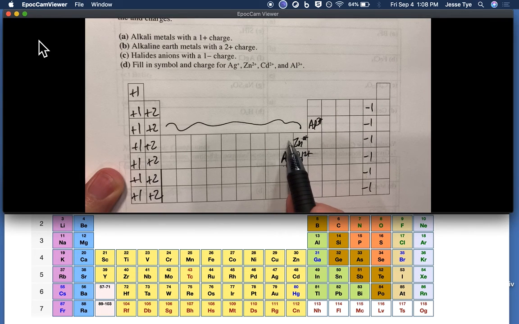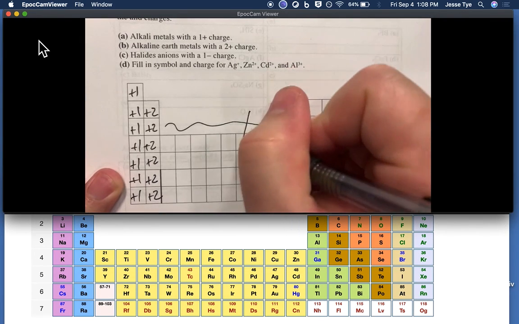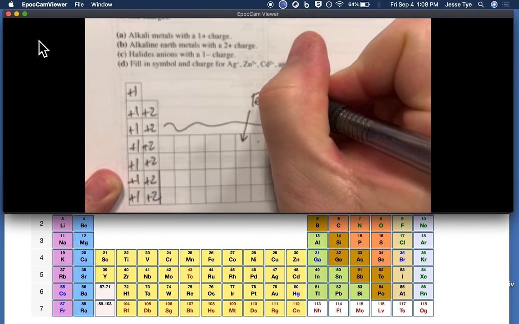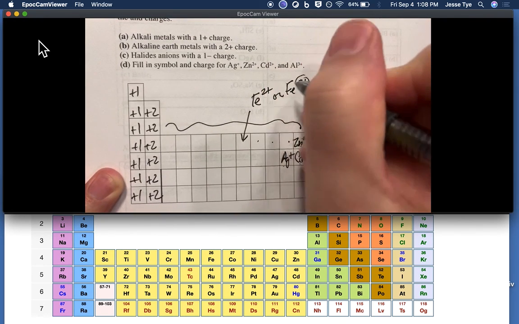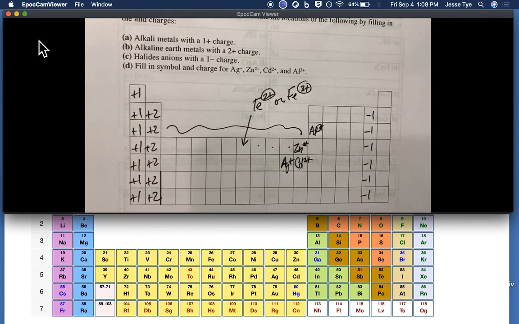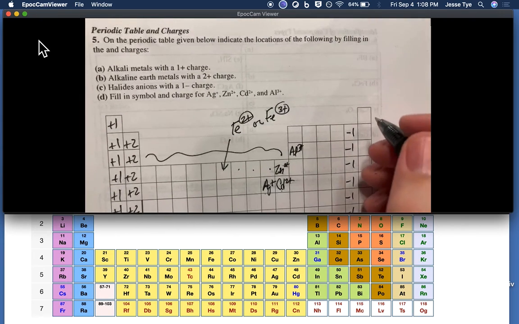Now everybody else in here, all of the other elements, and my favorite element, the one that I work with, iron, for example: common charges for iron are iron 3+ or iron 2+. And so you're going to have to put in a little bit of extra work to figure out what the charges are. And this is a simple one to show.